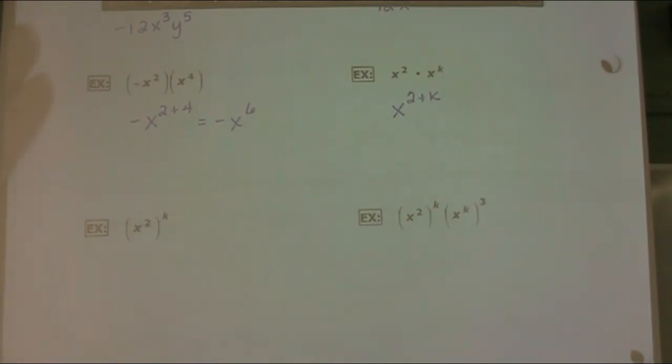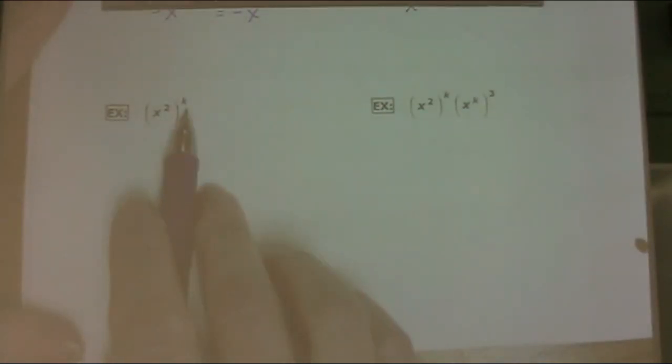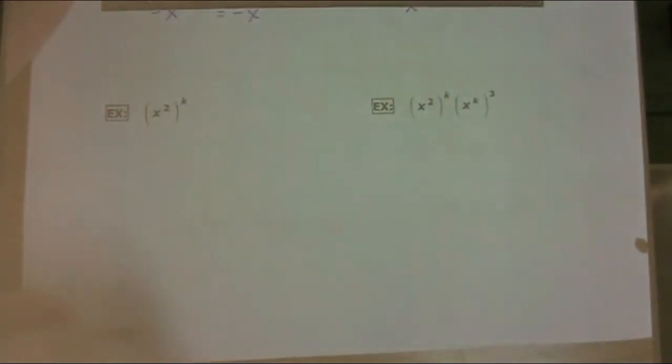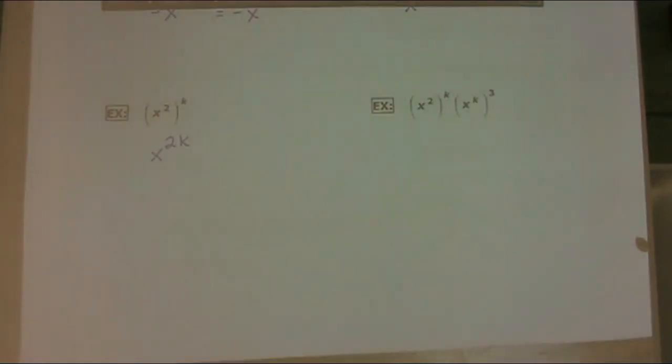All right, my next example, same thing except I'm going to apply the power rule here. I know that since I have a power inside the parentheses and a power outside the parentheses, I'm going to multiply my powers. The way I multiply 2 times k is 2k. So this is simply x to the 2k power.